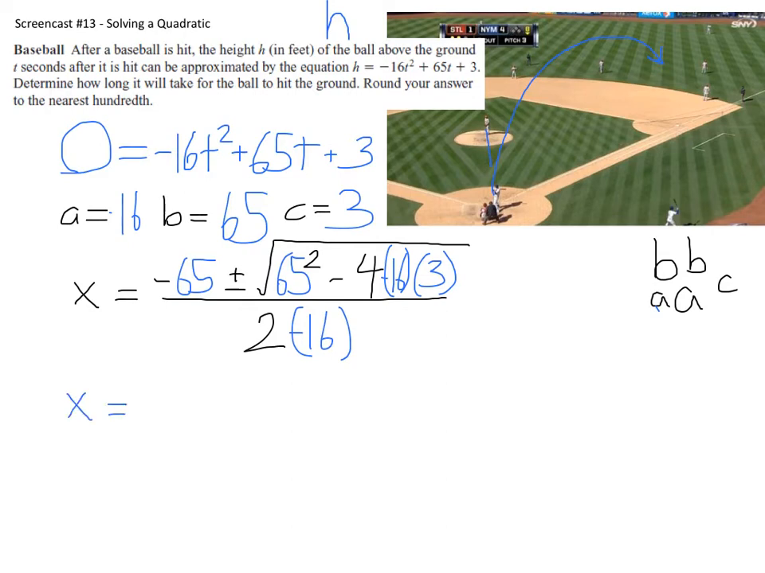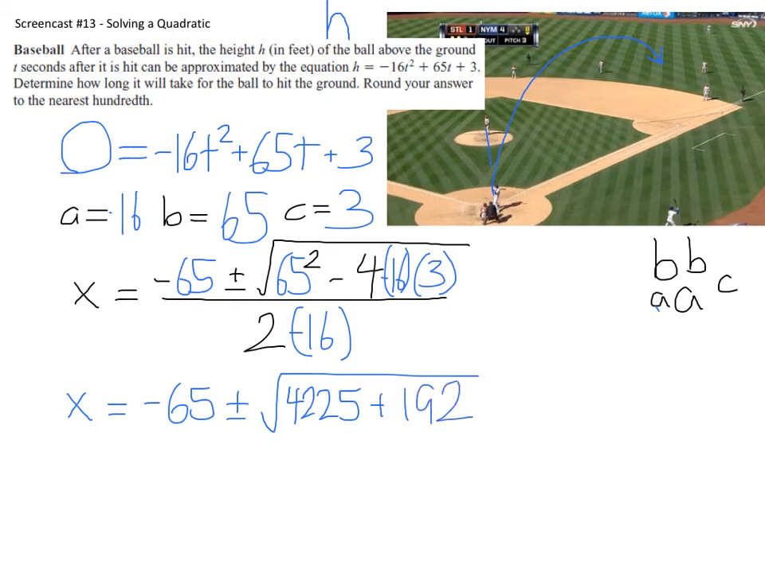We see that x is equal to, well, the negative 65 can't change, so we'll keep it like that. Plus or minus, that plus or minus is important. It's embedded within the formula itself. 65 squared, feel free to confirm this on your own, 4,225 minus 4 times negative 16 times 3. Let's take care of all of this in one fell swoop. So negative 4 times negative 16, well, we know we're getting a positive number, and multiply that by positive 3. Again, feel free to confirm that. It's positive 192 divided by negative 32, 2 times negative 16.